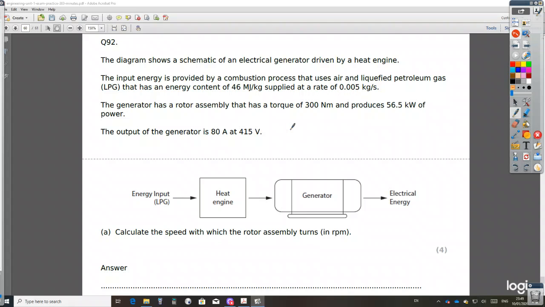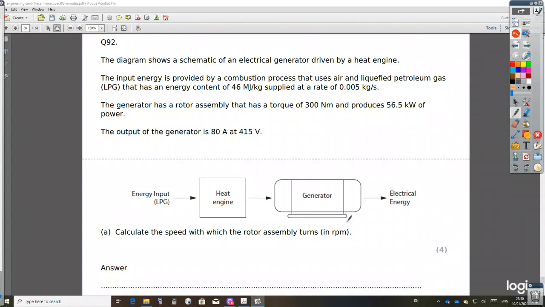Hello, welcome to question 92 of this exam practice medley. This is nearly the end of our 93 questions medley, and this is a 10 marks question, but part A is 4 marks. Now, we haven't talked about this one ever before. This is the first time perhaps you will come across using equations or formulae that you haven't used previously. So we are asked to calculate the speed with which the rotor assembly turns in rotations per minute.